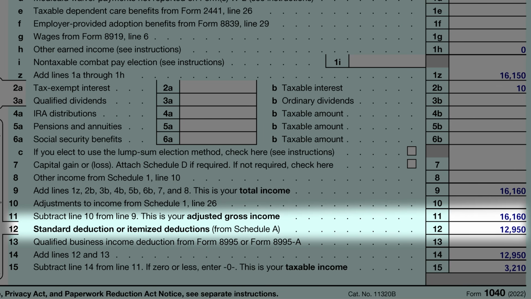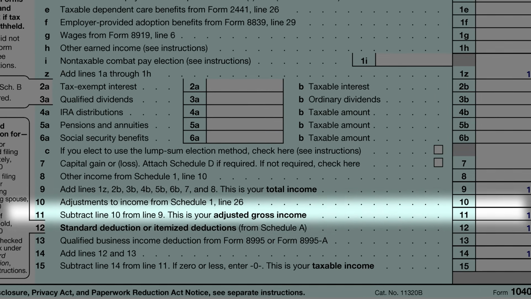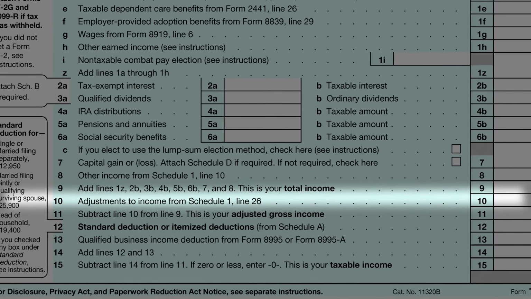You can choose either to claim the standard deduction or itemized deductions, whichever results in the lower taxable income. However, in some cases, certain taxpayers are restricted from claiming itemized deductions or are subject to limitations in the amount of deductions they can claim.